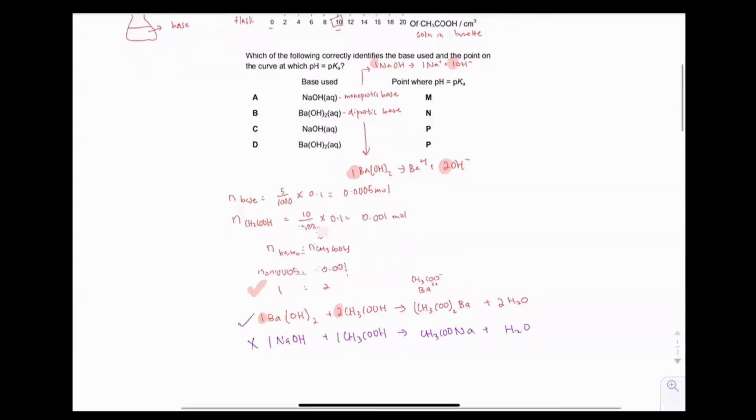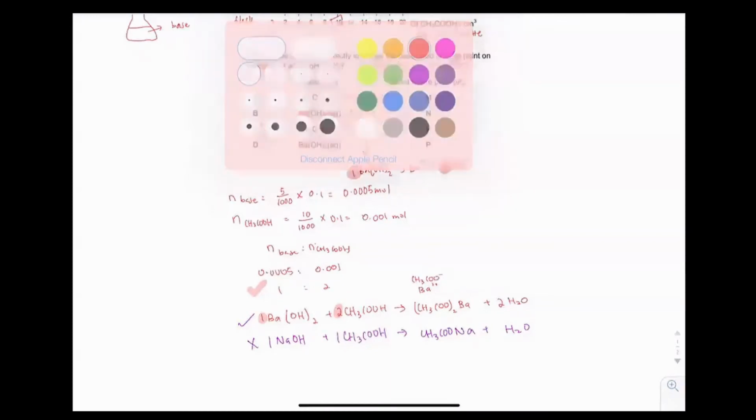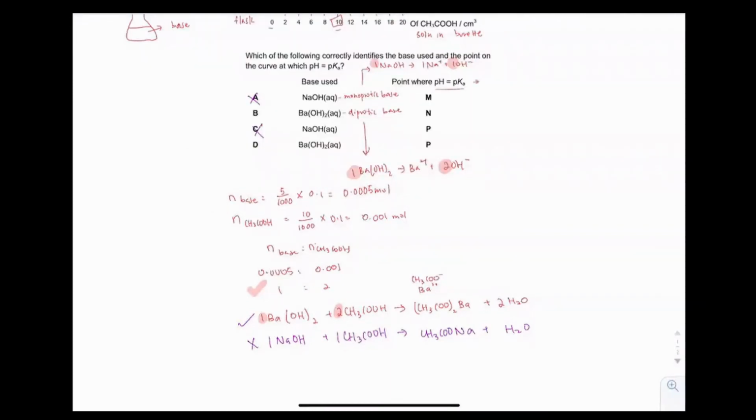Okay. So therefore, I cancel out options A and C because NaOH is wrong. So I'm left with B and D. Next, let's take a look at the point where pH equals pKa. So the point where pH equals pKa, this rings a bell. This is the max buffering capacity. So the maximum buffering capacity.